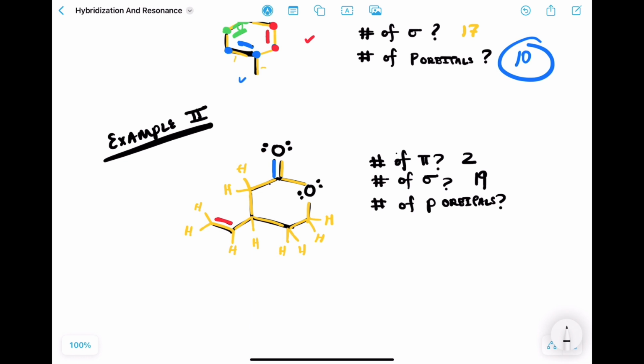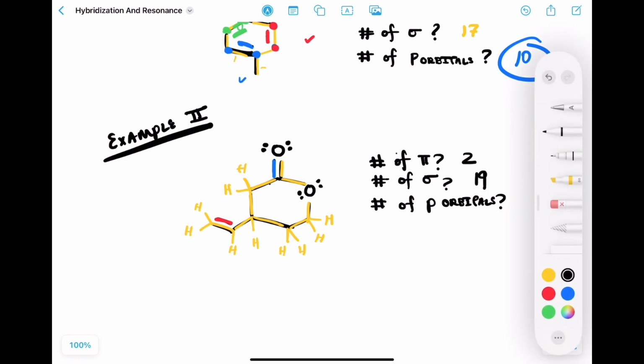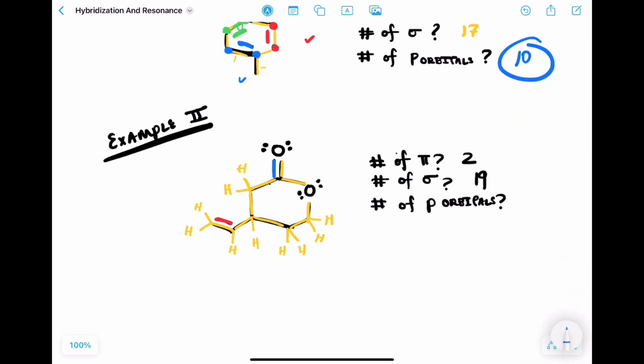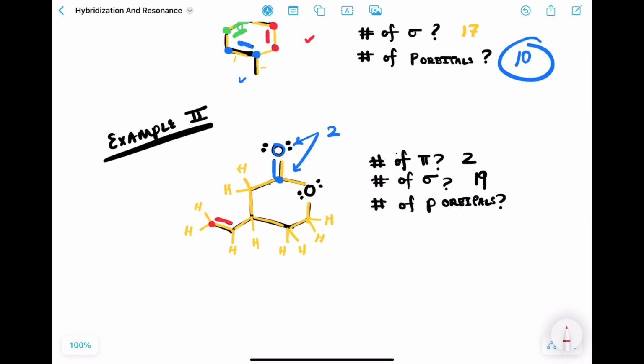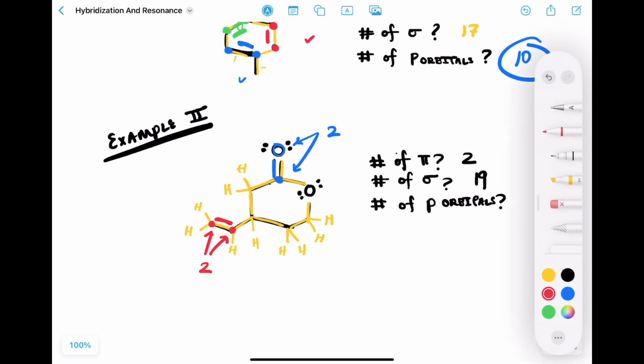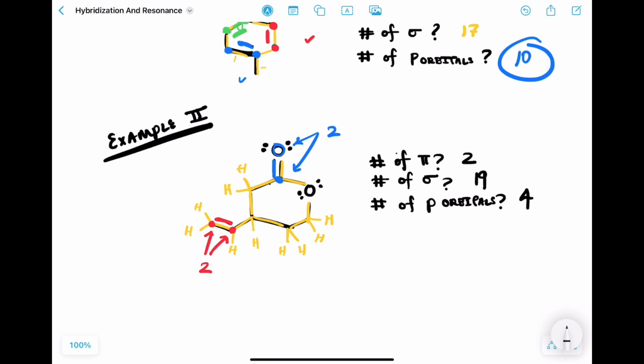All right, now let's continue on the number of p orbitals. At every double bond or triple bond, the end of it is going to have a carbon that has a p orbital or an oxygen that has a p orbital. So this one has 2 atoms that have a p orbital. So that's 2 so far. And then this one has 2 atoms that have a p orbital. So there's a total of 4 p orbitals in this molecule.